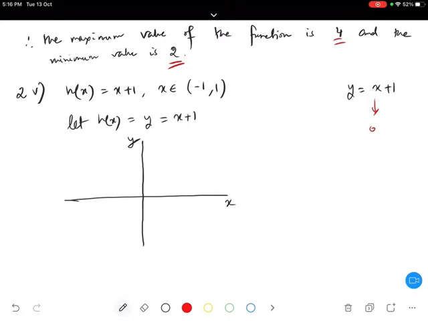So my first point which passes through this line is (0, 1). The line passes through this point (0, 1), right? So I will plot the point (0, 1). So it will be 0, and here it's 1. Okay, (0, 1), right? And the next one, put y 0. What is the value of x? If I put y 0, what is the value of x? I get (-1, 0). That's it.